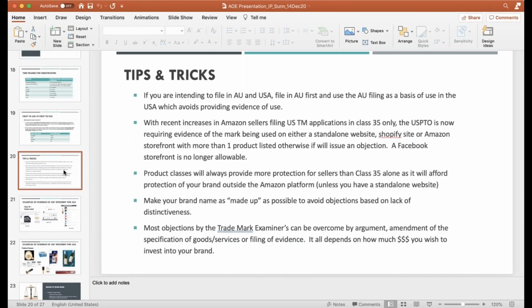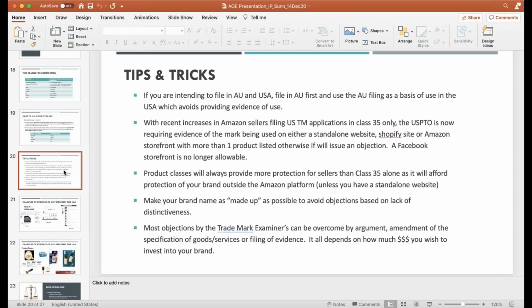If you want to file in Australia and the US, file in Australia first, because not only is it cheaper, but it allows you a loophole that you don't have to provide evidence of use. It's the only benefit given to foreigners in the US for this type of thing, because it is just based on your Australian filing, or whatever your priority country is, instead of having to select a basis.